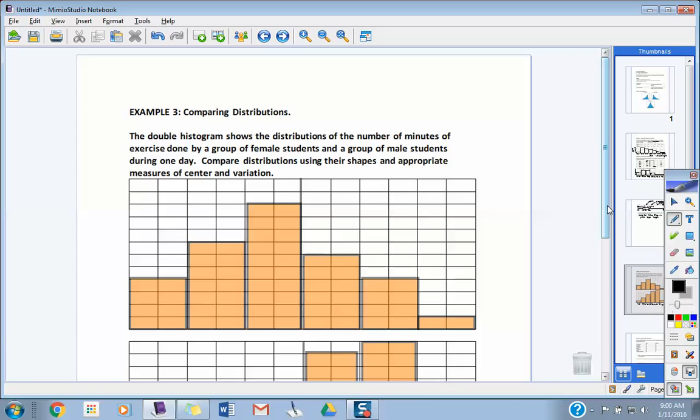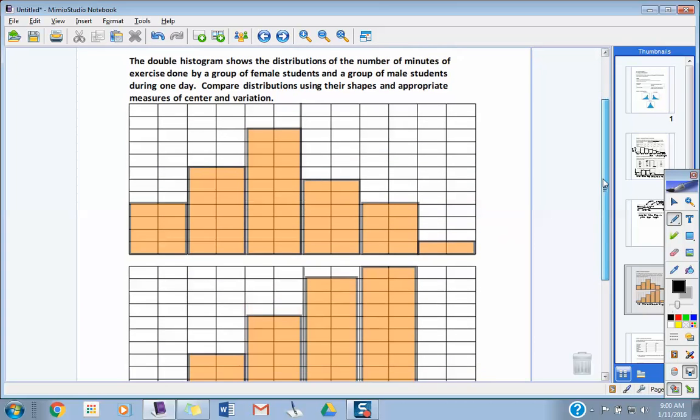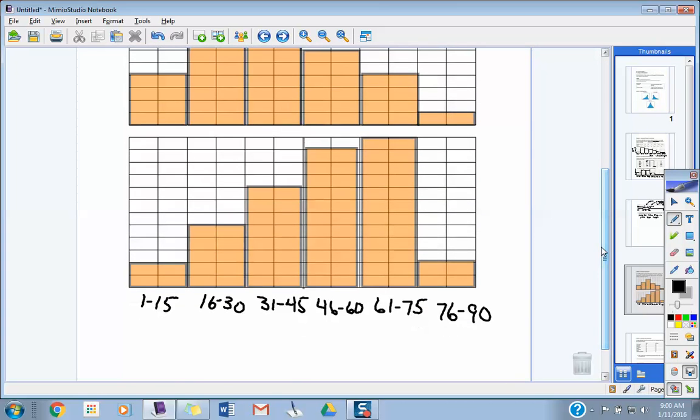Okay, hey, right here, guys, it says the double histogram shows the distribution of the number of minutes of exercise done by a group of female students and a group of male students during one day. It says compare the distributions using their shapes and appropriate measures of center and variation. Okay. And again, this doesn't really talk about age so much as it talks about the number of minutes down here. So go ahead and put down here, this is the number of minutes that students exercise.